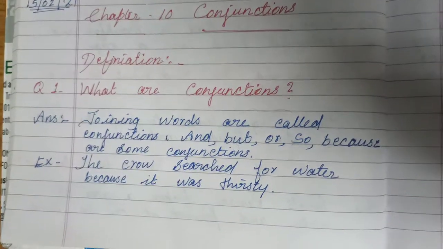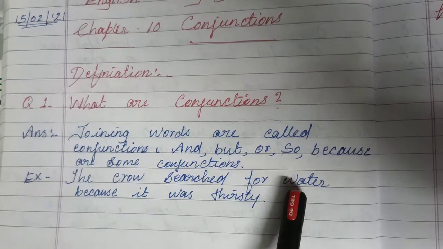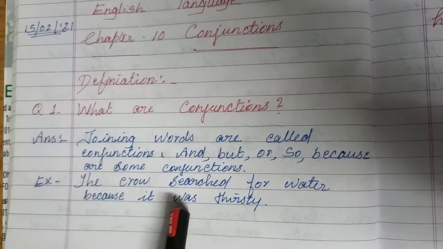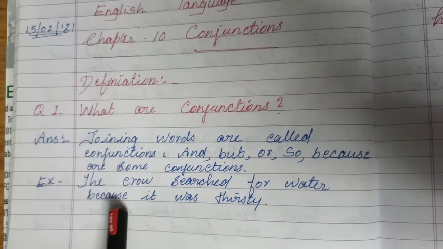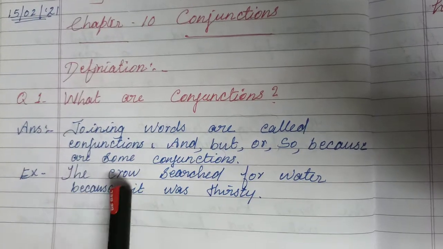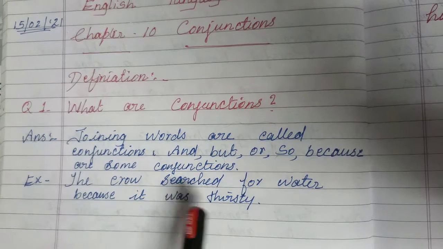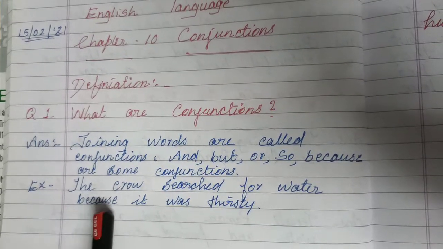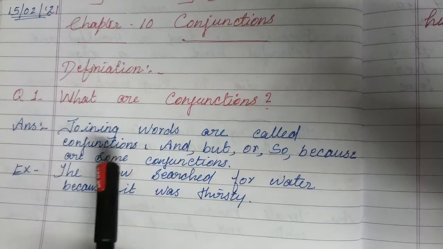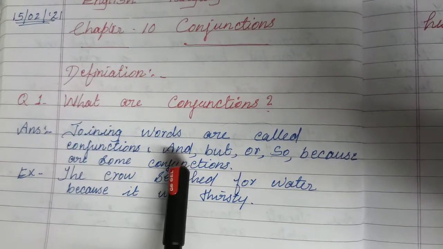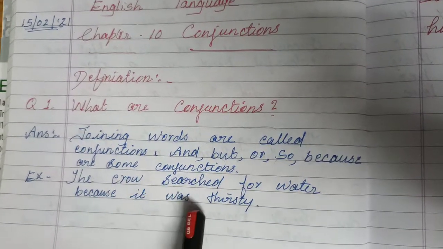Okay. Then see the example. The crow searched for water because it was thirsty. Because is the joining word we are using here. Joining words are called conjunctions. Some conjunctions are which one? And, but, or, so, because. It is a conjunction.